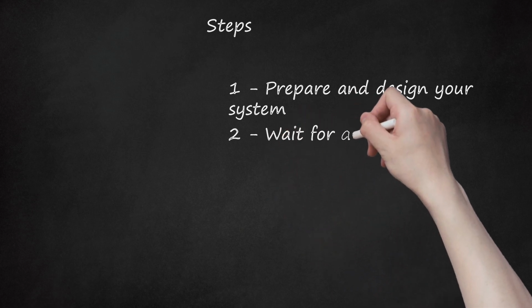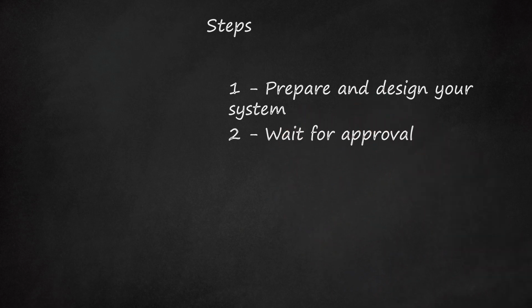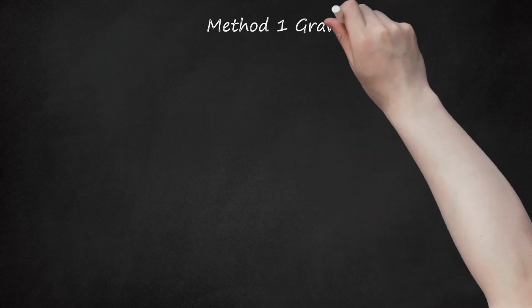2. Wait for approval. Upon receipt of the necessary permits and approvals, the system can be installed. Be sure to perform the following procedures in compliance with any and all laws and applicable plumbing and building codes. Method 1. Gravity-fed system.